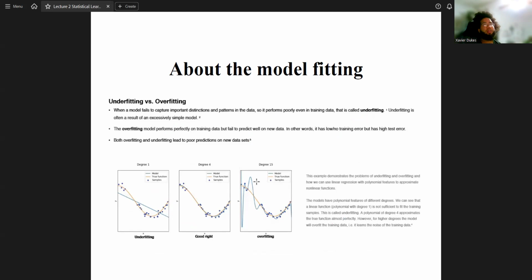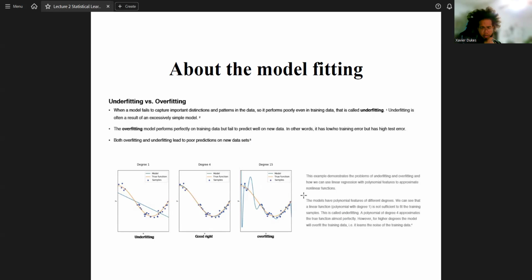Then we get into the issue of overfitting. Overfitting is when a model performs perfectly on training data, but fails to predict well on new data. In other words, it has low training error, but high test error. Both overfitting and underfitting lead to poor predictions on new data sets. This example demonstrates the problems of underfitting and overfitting and how we can use linear regression with polynomial features to approximate nonlinear functions. Most data in the real world will be nonlinear.